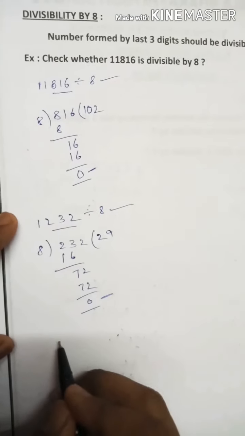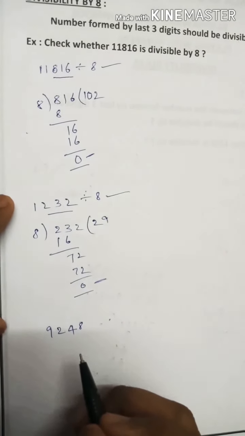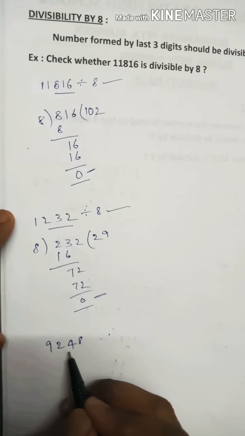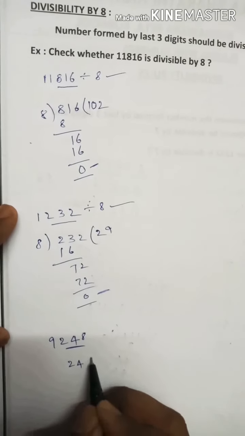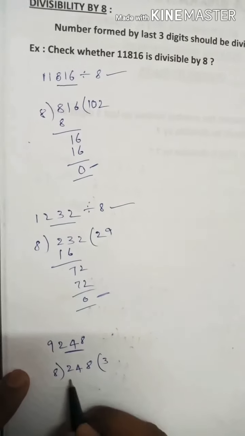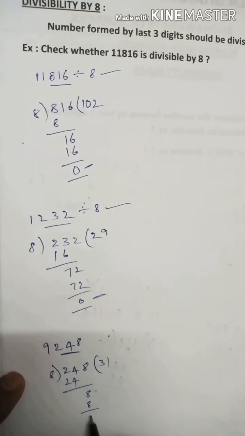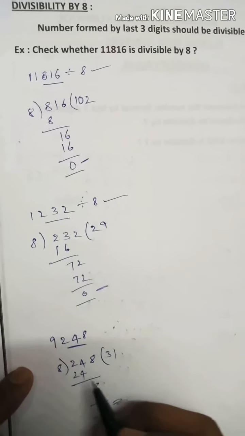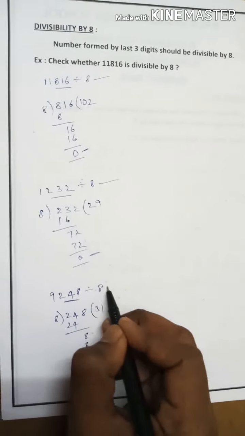Let us take one more example. So I am taking 9248. So let us check whether 9248 is divisible by 8 or not. So what are the last 3 digits in this number? 248, that is 248. So 8 3s 24. Bring down 8. 8 ones 8. So remainder is 0. We got remainder 0 here. So from this we can say that 9248 is divisible by 8.